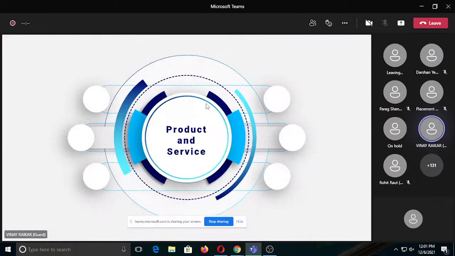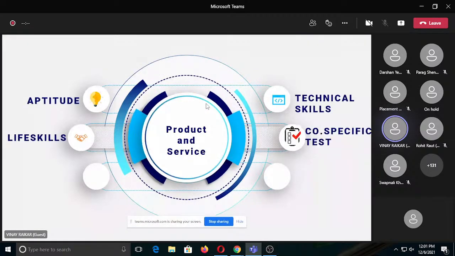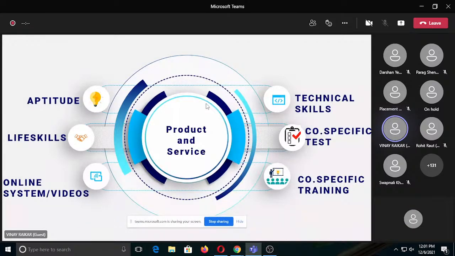We'll take a look at aptitude, technical skills, and life skills. We'll talk about company-specific training, online system videos, and then a company-specific test. These are the major areas we are going to look at, and how we are going to look at them quickly. If you have any doubt, please be alert.